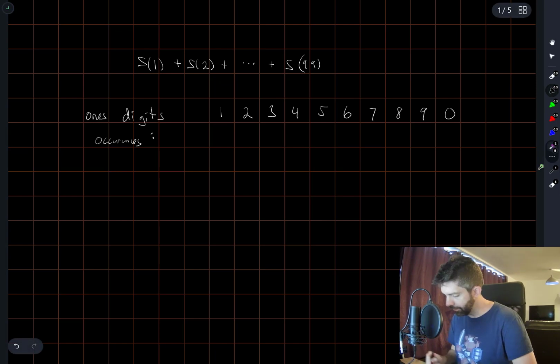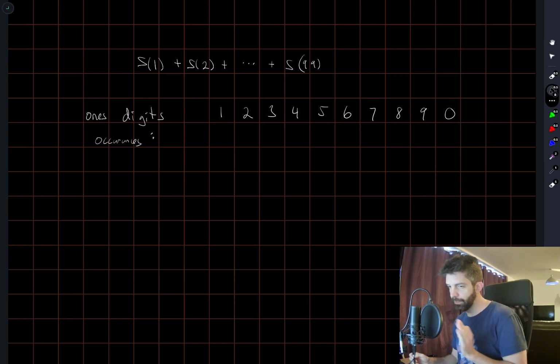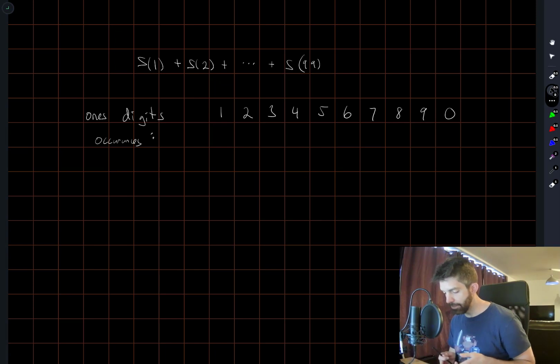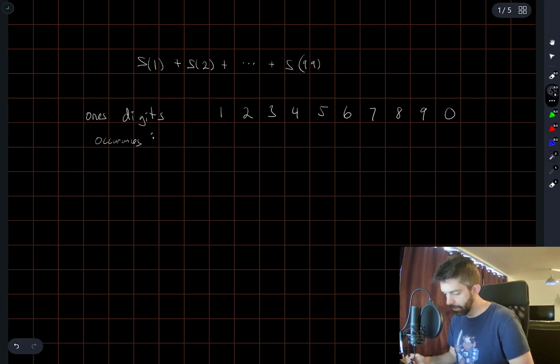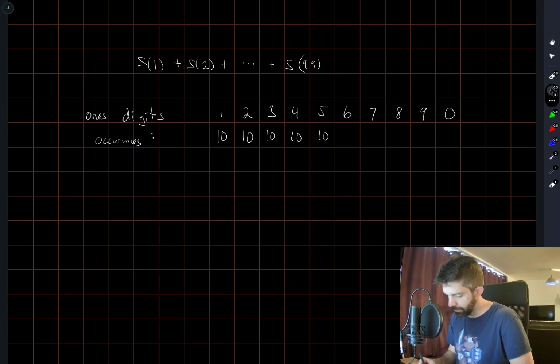Okay, so what I've listed here are all the digits, and I'm only thinking about their occurrence in the ones spot, so in the 10 to the power of 0 spot of the decimal expansion. And I want to count now how many times these digits appear in the list of numbers from 1 to 99. So the digit 1 will appear in 11, 21, 31, and so on. So it appears 10 times. The number 2 also appears 10 times. In fact, all of these will appear 10 times except for 0.